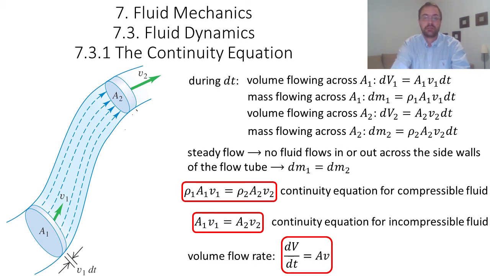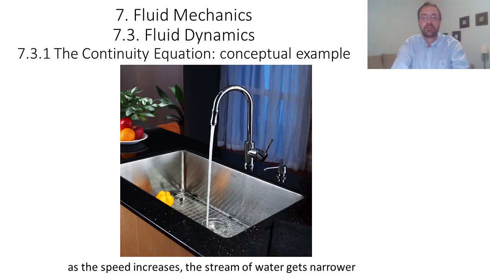Now, let's discuss the continuity equation for an incompressible fluid. Right? You see that if the speed increases, then the section has to decrease so that the product AV remains constant. And so you can see this by looking at the stream of water from a water faucet. Right? As the speed increases, you can see the stream of water gets narrower. And so V increases, the section A decreases. But keep in mind that this is only true for incompressible fluid. If the fluid is compressible, then it is the product ρ times A times V that is constant.